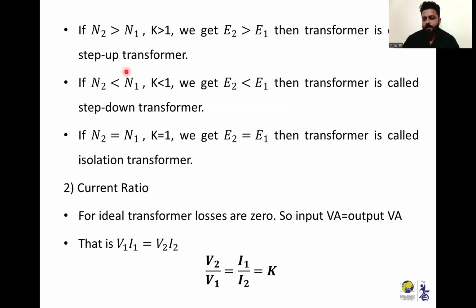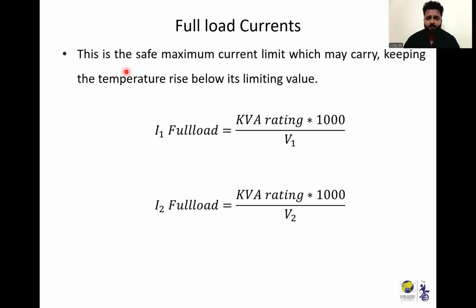If N2 is greater than N1, obviously V2 is greater than V1, and we call that a step-up transformer. If N2 is less than N1, we call that a step-down transformer. If the number of turns in the primary winding and secondary winding are the same, then we call that an isolation transformer or ideal transformer. Also, you should know the full load current: I1 equals S by V1, that is kVA rating divided by V1, and I2 is kVA rating divided by V2.